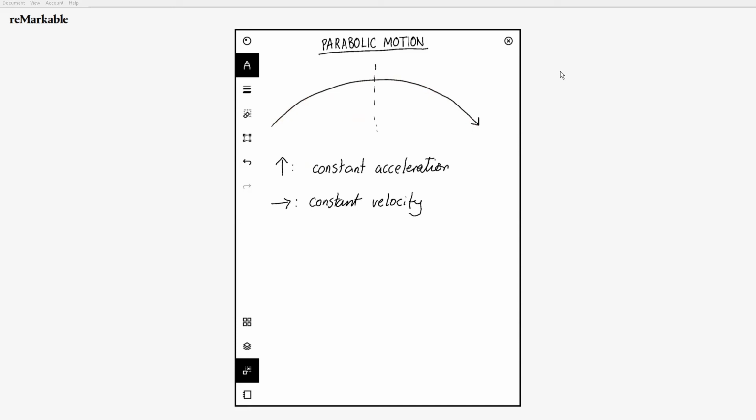More important things to remember: your acceleration here is going to be minus 9.81, because it's the acceleration due to gravity and you're decelerating as you go up. And then over here, it's going to be 9.81, because you're accelerating as you go down.